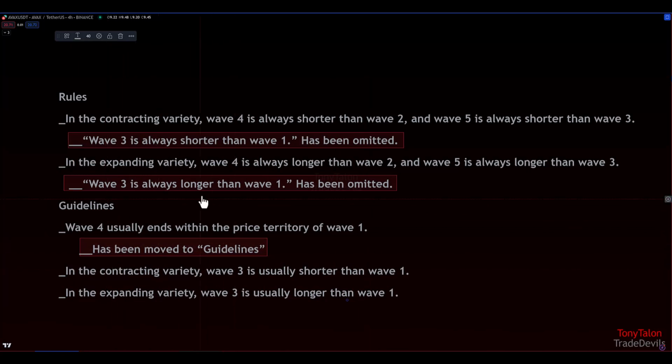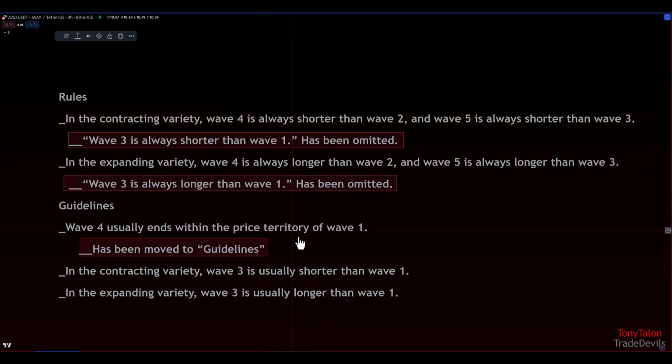Some other guidelines that piggyback on these new rule changes: in the contracting variety, wave 3 is usually shorter than wave 1. In the expanding variety, wave 3 is usually longer than wave 1. So what this is basically telling me is that in the new edition, wave 1 no longer has a rule attached to it that states it has to be a certain length comparable to wave 3. Wave 1 no longer has a certain length requirement. It can be any length in either of the varieties.